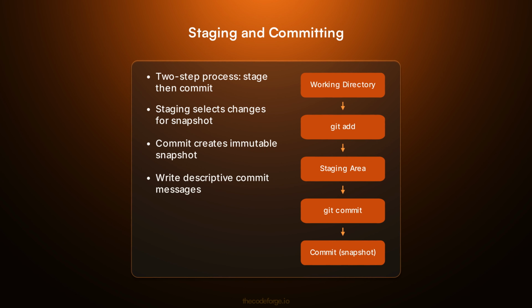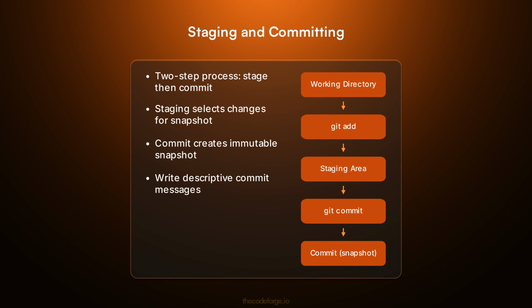Git uses a two-step process. First, you stage changes with git add, then you commit them with git commit. Staging lets you choose exactly which changes go into a commit, giving you surgical control over your history.